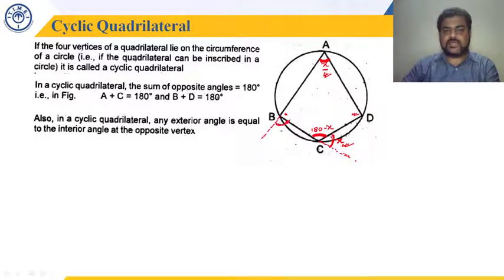Similarly, this angle here is an exterior angle, and it will be equal to the interior opposite angle, which is this. So this angle and this angle will also be equal, fine. So remember that in a cyclic quadrilateral, opposite angles are supplementary and any exterior angle is equal to the interior opposite angle, fine.